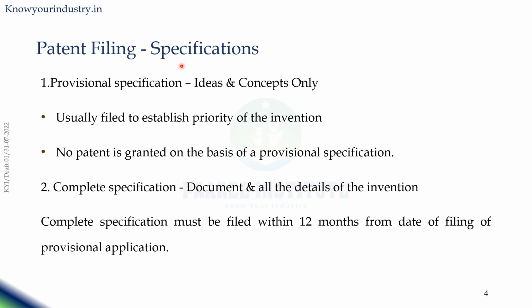Patent filing specifications: provisional specification and complete specification. Provisional specifications are for ideas and concepts only. They are usually filed to establish priority of the invention. No patent is granted on the basis of a provisional specification. Complete specification is a document containing all the details of the invention. The complete specification must be filed within 12 months from the date of filing of the provisional patent application.